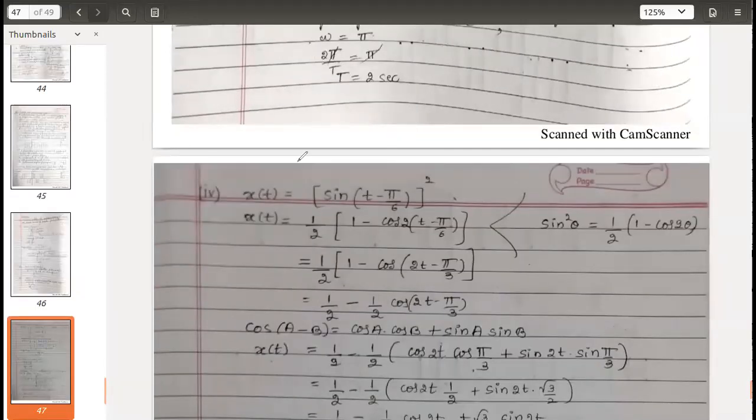Take the next problem. x(t) equals sin squared of (pi minus pi by 6 t). Again, we have to go for the trigonometric formula, sin square theta. I have written it here for your reference. Sin square theta is (1 minus cos 2 theta) divided by 2. So apply that: half of 1 minus cos 2 theta, where theta is this bracket value, pi minus t minus pi by 6.